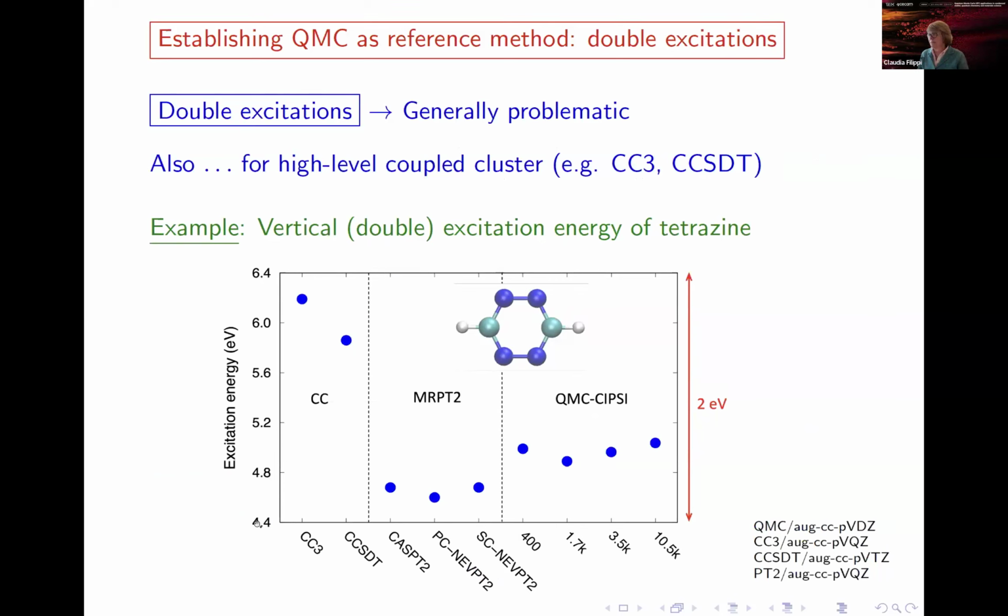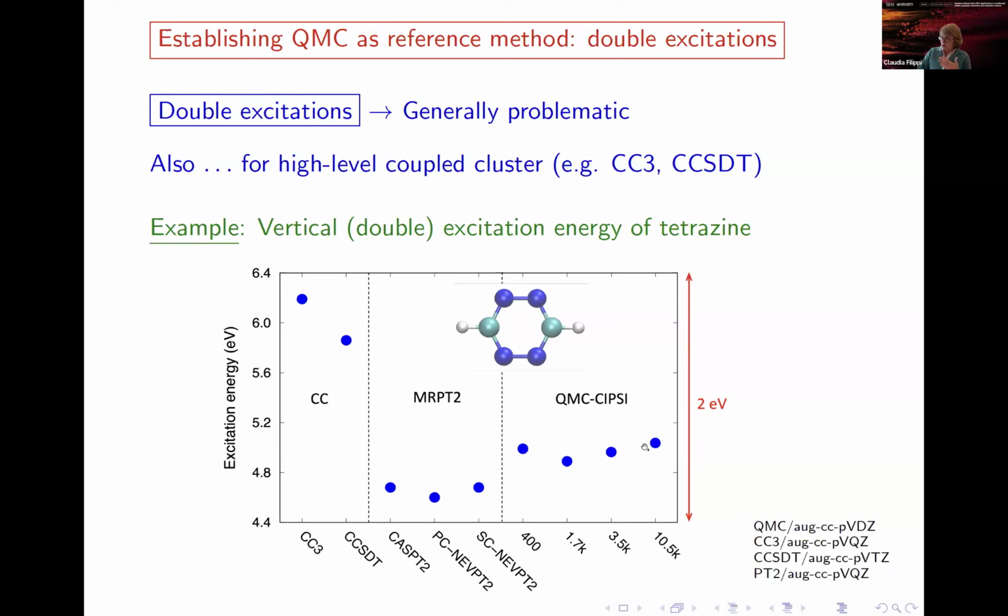So here I'm showing a vertical excitation. Now this is tetrazine. The scale is 2 eV, so there is a large spread. And these are coupled cluster up to triples. Okay, so they're really very much off compared to multi-reference PT2 and our QMC calculation done with this automatically generated wave function. Okay, we go from 400 determinants to 10,000, and we're always there.